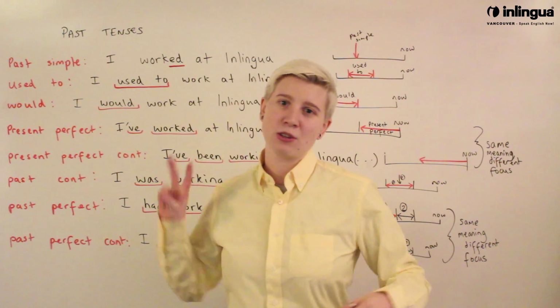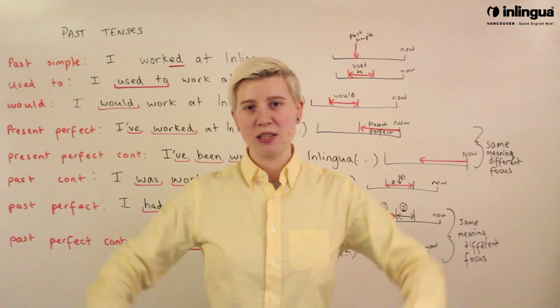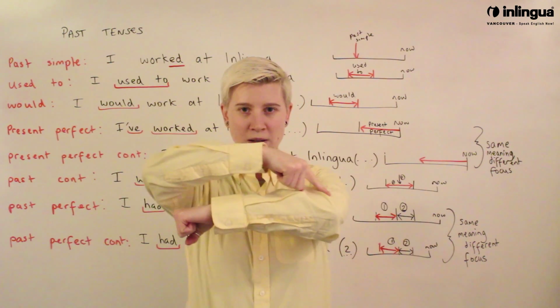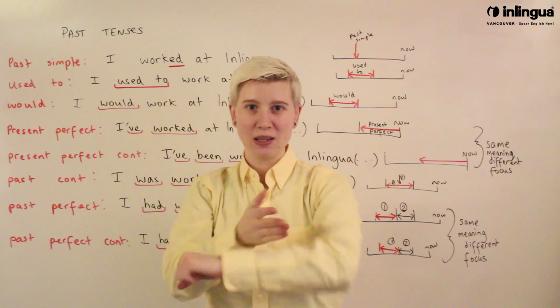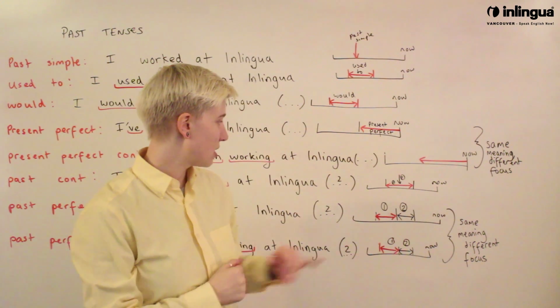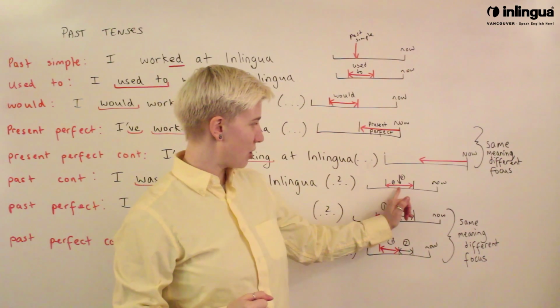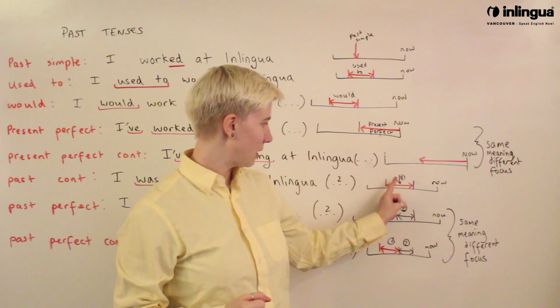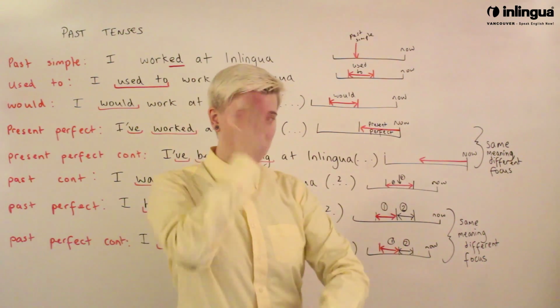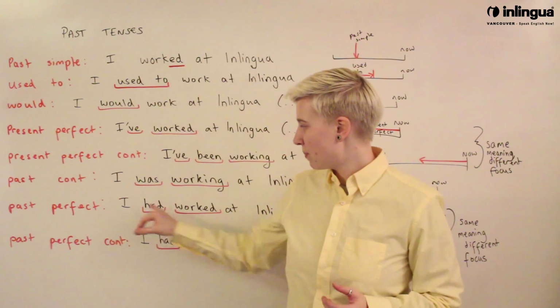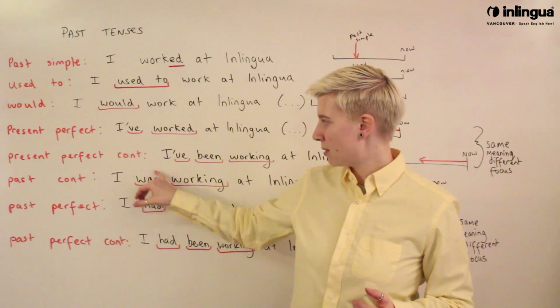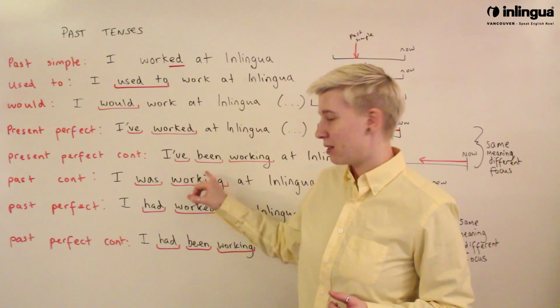We use the past continuous to talk about two situations in the past where one was happening when another one interrupted. Have a look at my timeline first to help you out here. This situation was happening, and number 2, this situation interrupted, cut into the first action. The structure: I was, that's your past, working, that's your continuous.